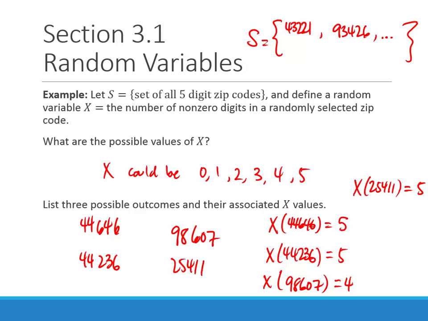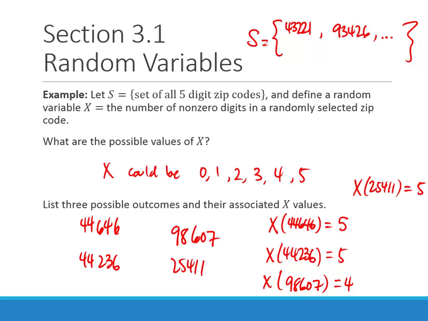So again, maybe a sort of trivial example, but here's a way that we could set up a random variable. And again, with this random variable, we have a certain sample space, the set of all 5-digit zip codes, and I've picked a random variable. That's not the only one I could have picked. Can anybody make up another random variable that we could use here, given this sample space?